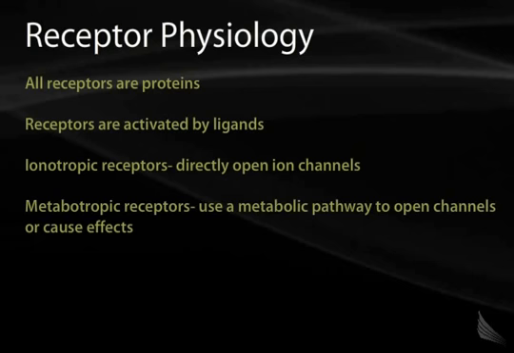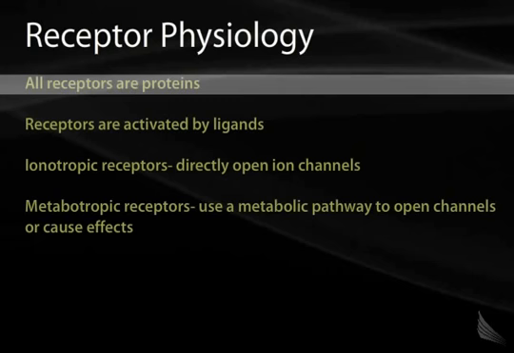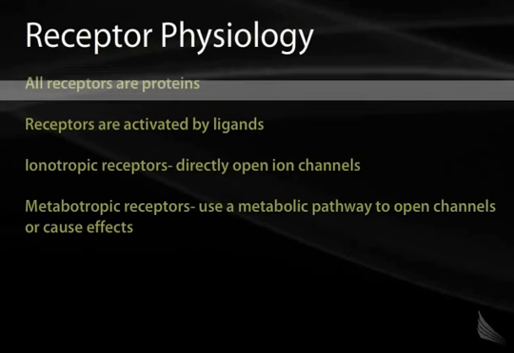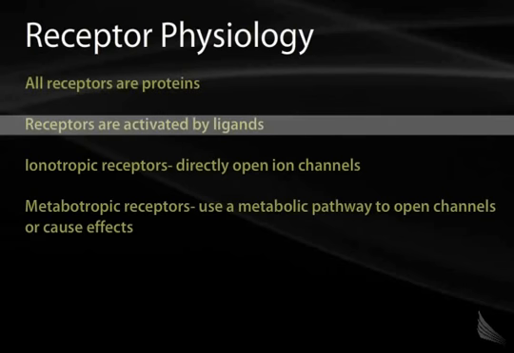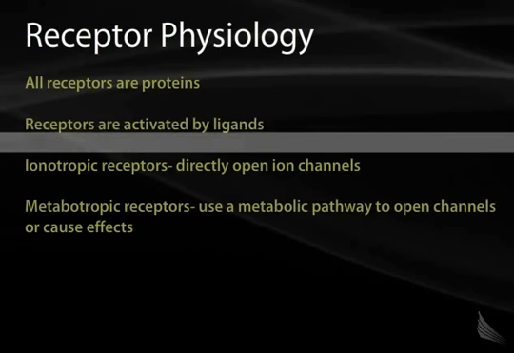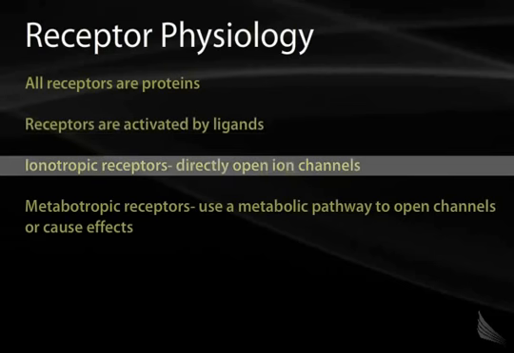Important points to note about receptor physiology. So first of all, receptors are proteins, and receptors are activated by extracellular molecules known as ligands. Now there are two major classes of receptors. There are ionotropic receptors, and these receptors themselves are ion channels, such that when they are bound to their ligand or unbound to their ligand, this will alter whether or not the receptor itself opens and becomes an ion channel.